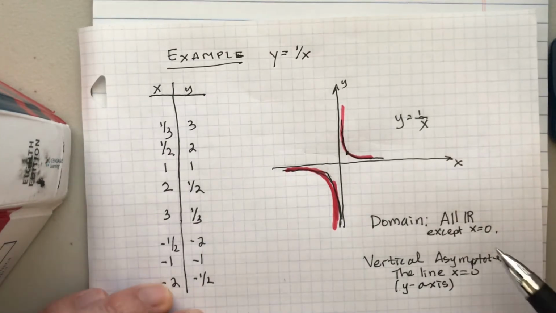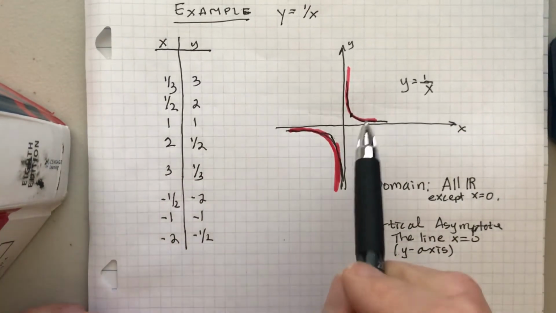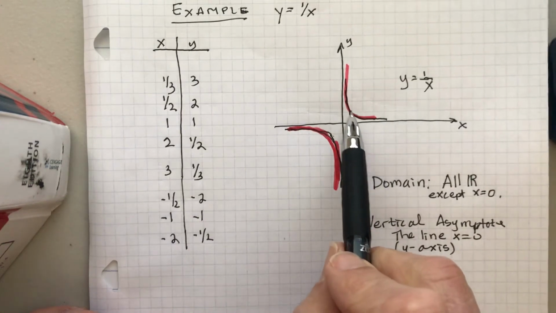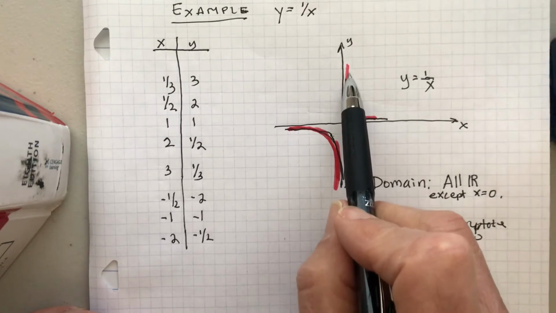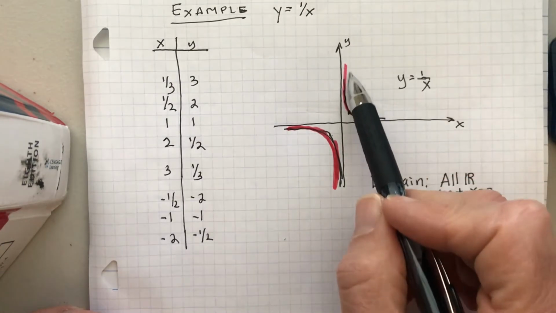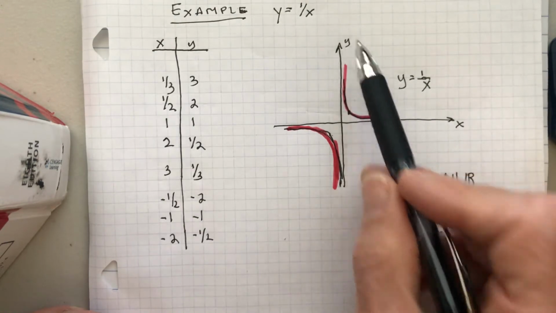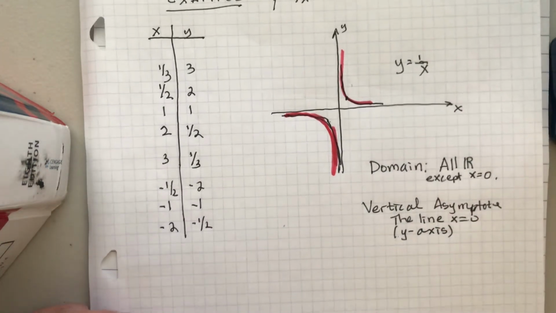So what is a vertical asymptote? A vertical asymptote is a vertical line where the graph of the function gets very close to that vertical line and doesn't touch it. And as it gets closer and closer to that, the graph goes up and up, goes to infinity. Or on the other direction down here, it goes to negative infinity.